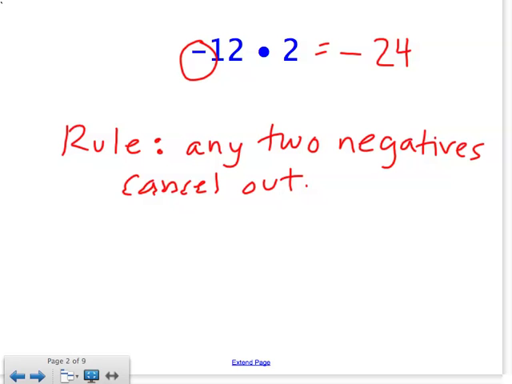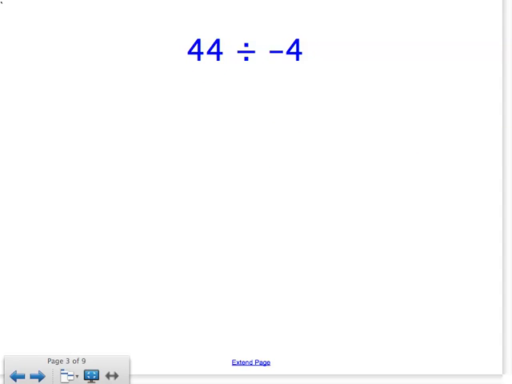And the rule is nice because it's pretty easy to check yourself even after the fact. Just look through it. One negative, answer should be negative. If there are two, it should be positive. Alright, so on this one, how many negatives are there? There's one, so my answer is going to be negative. And then I need to just go ahead and do 44 divided by 4. 44 divided by 4 is 11. Pretty simple.